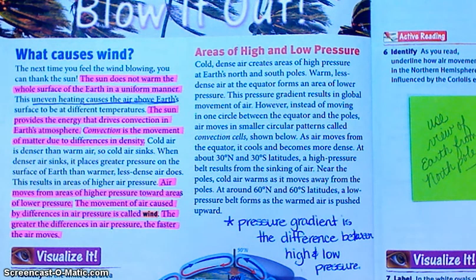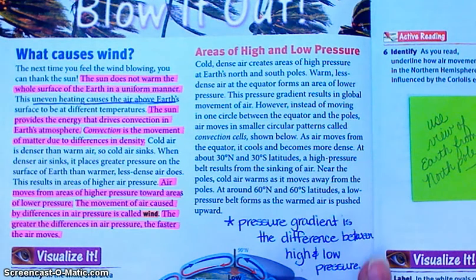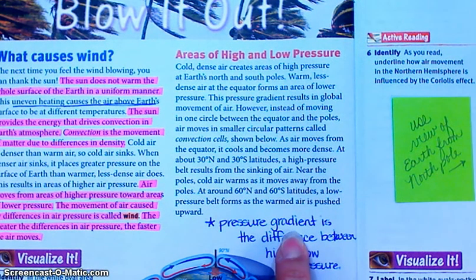Okay? The movement of air caused by differences in pressure is called wind. Okay, so wind is the movement of air. Why does air move? Because of pressure differences. And the bigger the difference in pressure, the faster the air is going to move. Okay, I might talk about what's known as a pressure gradient. We talked about a gradient when we did topographic maps. It was kind of like the same as the word slope.